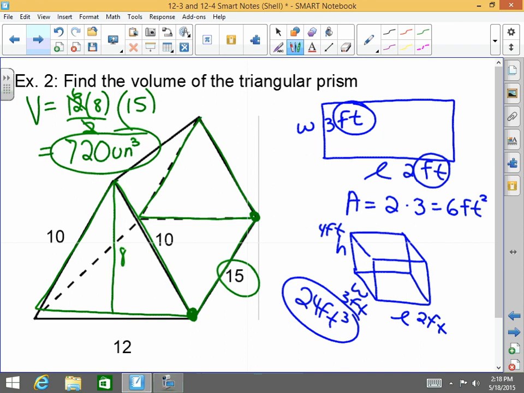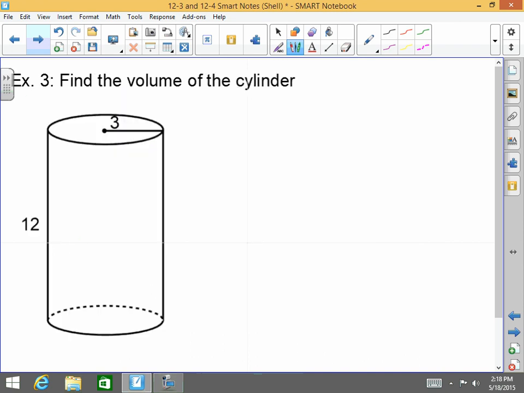Does that make sense, everybody? Does everyone understand why we use squared for area and cubed for volume? Thank you. Okay, let us continue then.